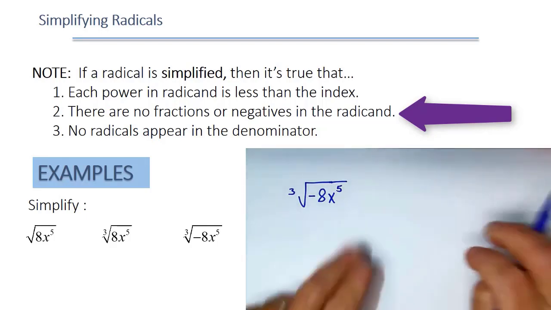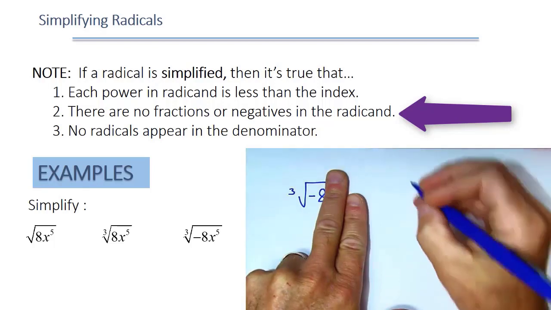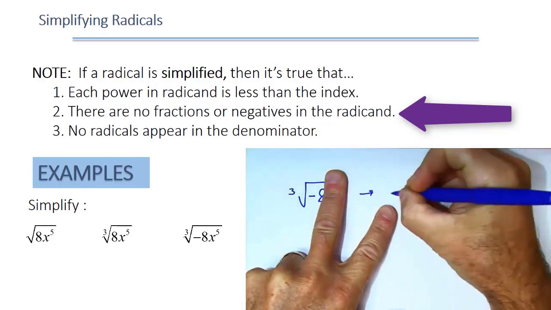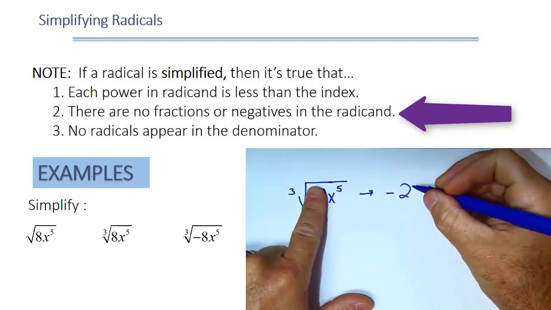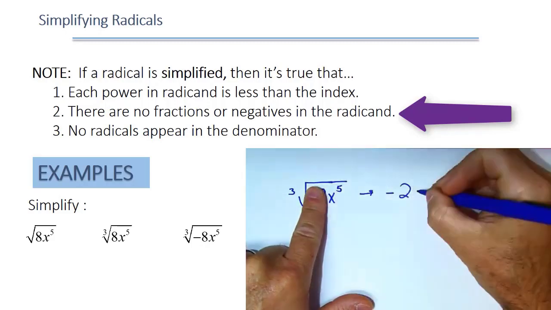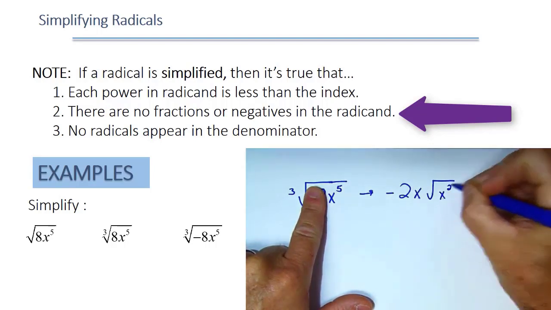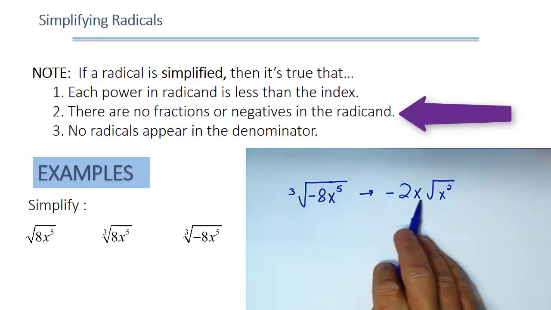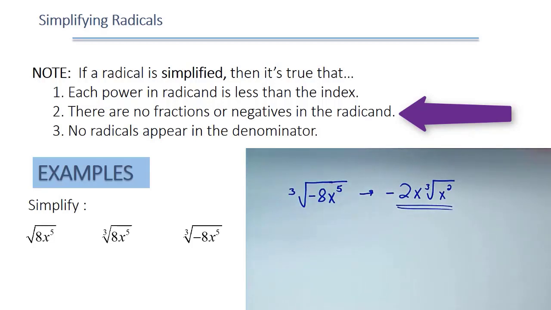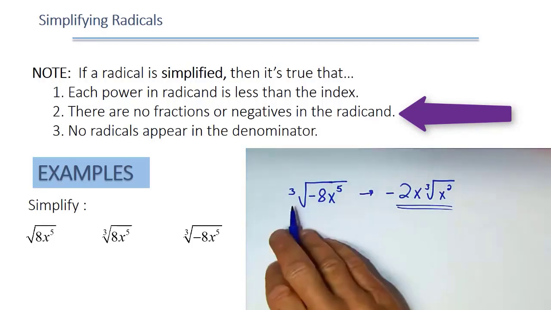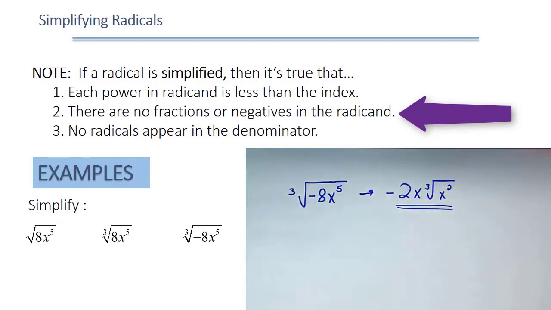The reason it's no problem is if it's an odd index, we'll know what that root is. What is the cube root of negative 8? Well, that cube root of 8 is negative 2, right? Okay, and the cube root of x to the fifth, well, the x can escape once, but that's going to leave behind x squared. And so we end up with a negative 2x times the cube root of x squared, and we've got it simplified. Odd index, the negative will always escape. Even index can't be there, it must be imaginary.